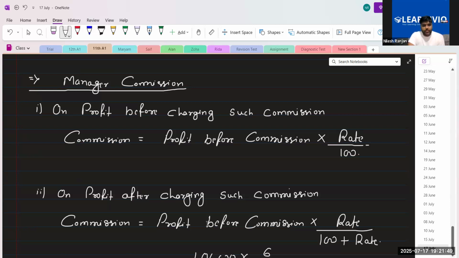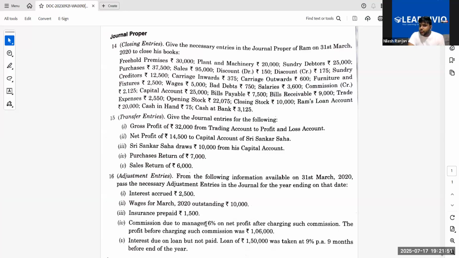Now, this we apply in the question here. Commission due to manager is 6% on net profit after charging such commission. It's clearly written after. So 1,06,000 into 6 by 106, it will be 6,000. So what will be the journal entry? Manager commission is an expense for the business. So you have to write manager commission account debit to outstanding manager commission, because that is also due, not paid.